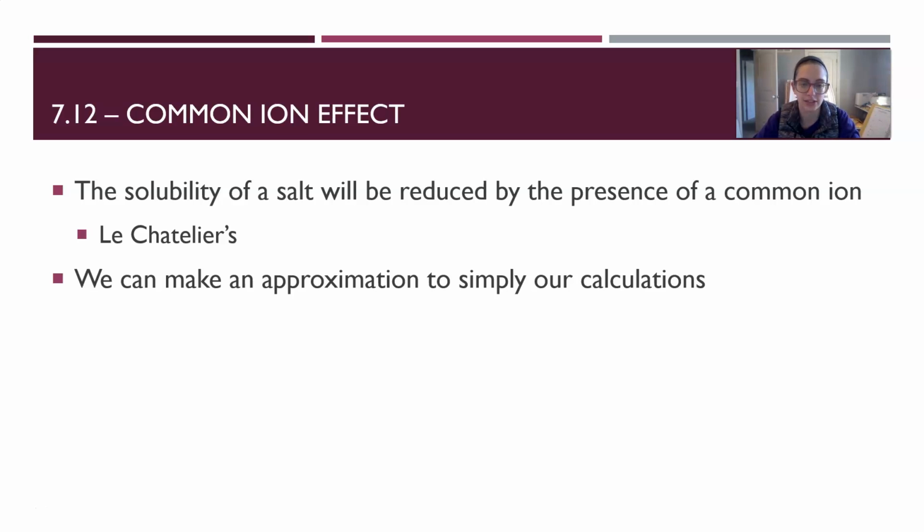Essentially, Le Chatelier says that some of the product is already there. So if some of the product ion already exists, less of the solid is going to turn into the aqueous ions because some of the aqueous ion is already there. We're going to be able to make an approximation to simplify some of our calculations, but we're going to attack this just like we would most any other equilibrium, or specifically a solubility problem. We're going to use our equilibrium expressions and our ICE tables to help us organize our information and look at the effect of common ions.